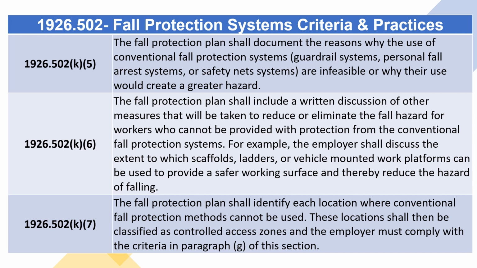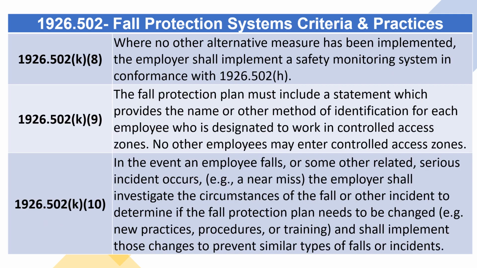1926.502(k)(7). The fall protection plan shall identify each location where conventional fall protection methods cannot be used. These locations shall then be classified as controlled access zones, and the employer must comply with the criteria in paragraph (g) of this section. 1926.502(k)(8). Where no other alternative measure has been implemented, the employer shall implement a safety monitoring system in conformance with 1926.502(h).